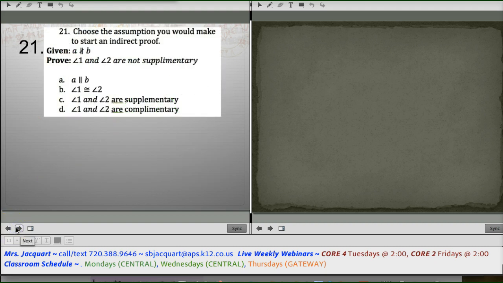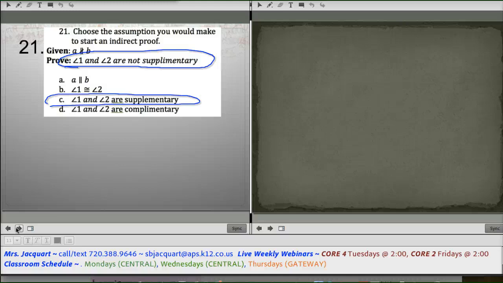Alrighty. Choose an assumption that would start to make an indirect proof. When we're given a proof and we want to prove it by indirect proof, what we want to do is contradict what we're proving. Because we're not going to contradict what we're given. We're going to contradict what we're proving. So if we want to prove that 1 and 2 are not supplementary, then our indirect proof would try to prove that they are supplementary.